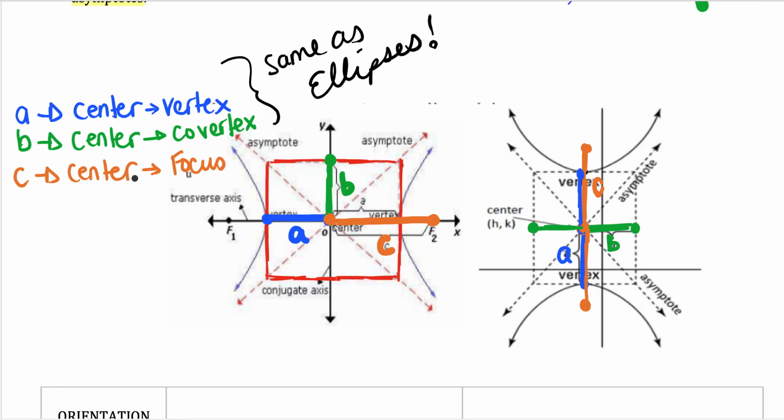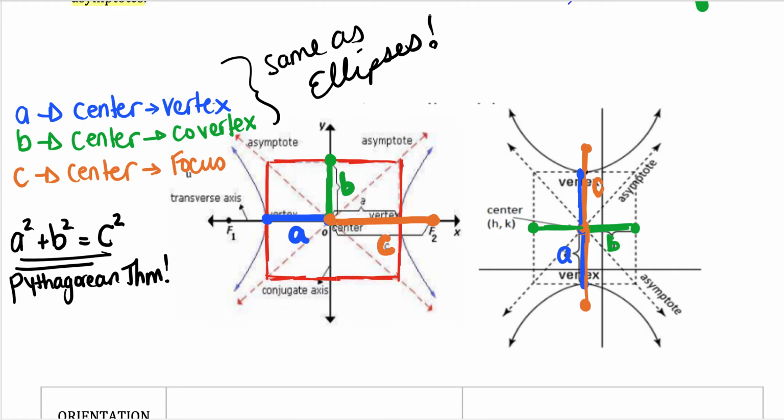Now, how do we get A, B, and C? When we were talking about ellipses, it was A squared minus B squared equals C squared. But notice here, it's a little bit different because the C is the longest one. So our C is actually going to be our hypotenuse. So it's A squared plus B squared equals C squared. It is the exact same thing as the Pythagorean theorem.